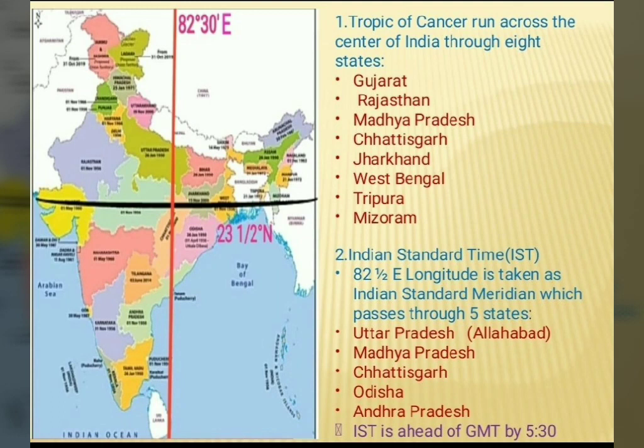Greenwich Mean Time is taken as 0 degree longitude. Indian Standard Time is taken as 82.5 east longitude. The sun takes 4 minutes time to cross one longitude. In this way, the sun takes 5.5 hours time to cross 82.5 longitudes. That's why Indian Standard Time is ahead of Greenwich Mean Time by 5.5 hours.